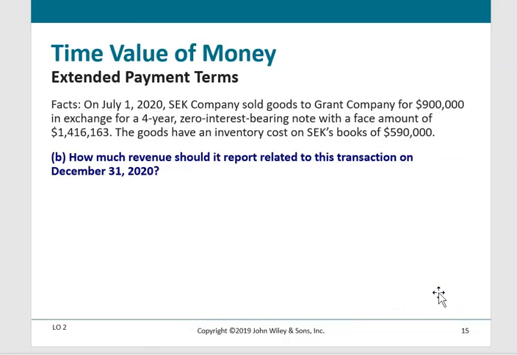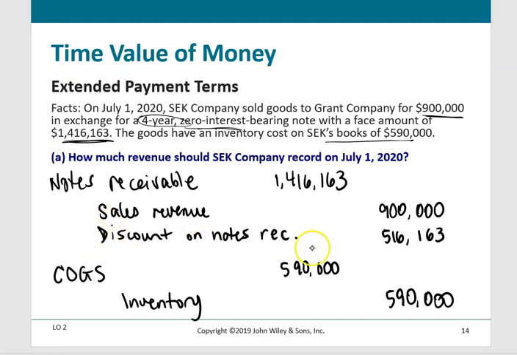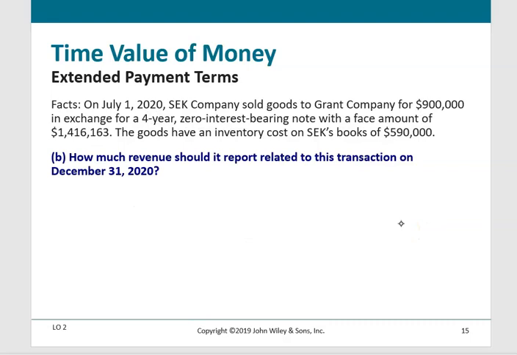How much revenue would the company report related to the transaction on December 31st, 2020? Well, what is that revenue going to relate to? This is going to relate to earning a portion of this 516,163. We recorded this in the discount on notes receivable, a contra asset account. Over time, we're going to reduce that contra asset, and we're going to start recognizing interest revenue as an adjusting entry at year end. Although it doesn't say it here, we should assume that the interest rate, the imputed rate, SEK's interest rate or implicit interest rate, is 12%.